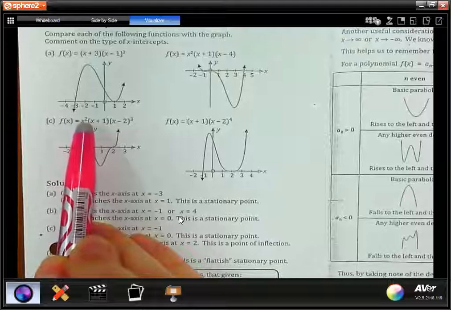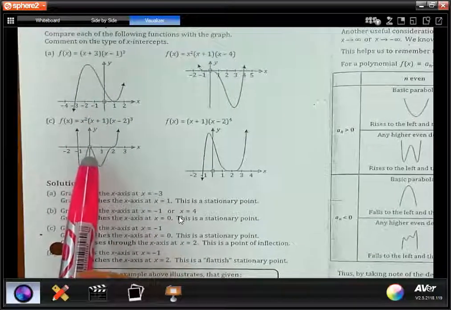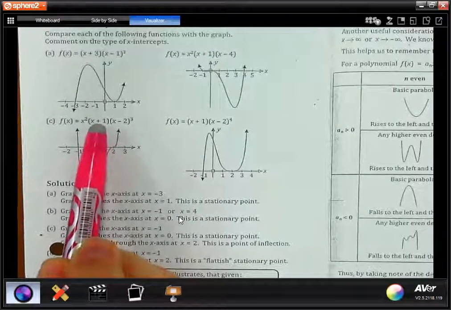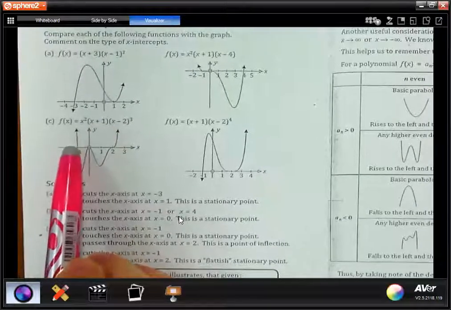So this would give us an x-intercept of 0, but because it's a double x-intercept, it would also be a turning point, and we see that on the graph, right? This would give us an x-intercept of -1. It's just a linear one, so that's just a normal x-intercept.